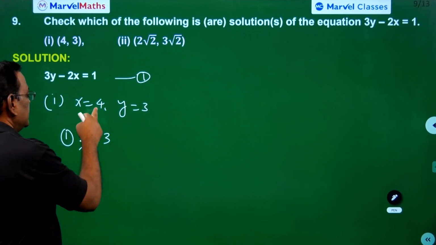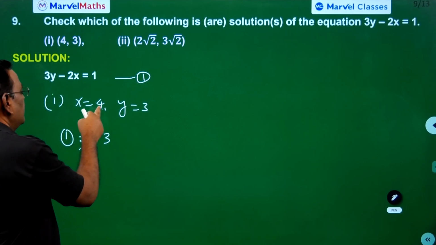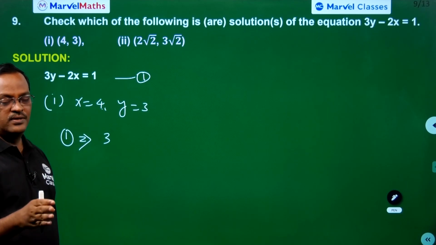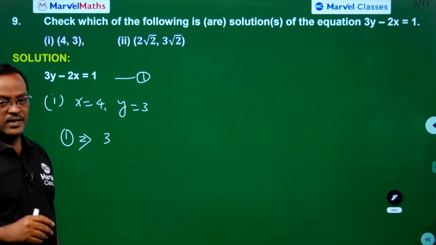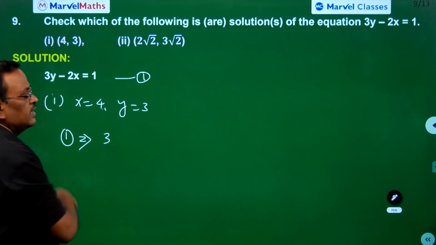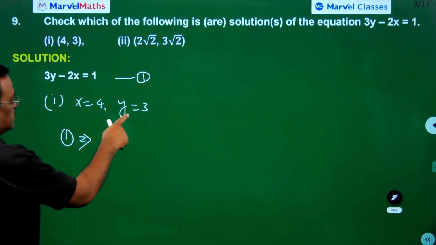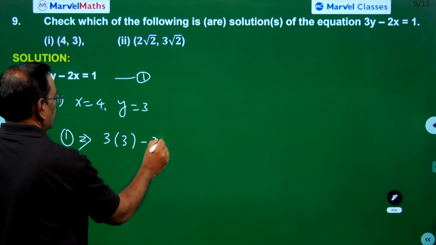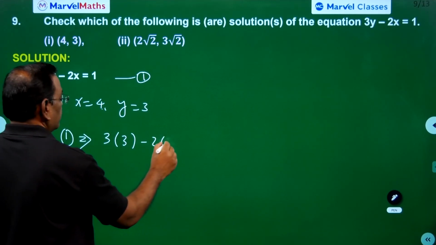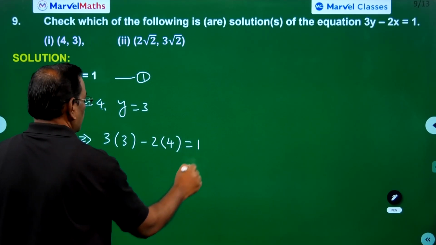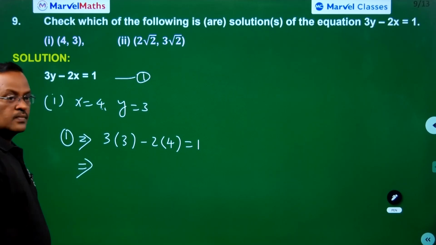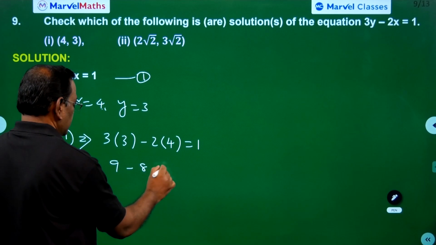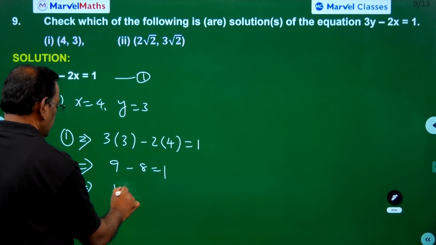Most of the time you can easily substitute, you can assume x equal to 4. Always in a linear equation the x variable is the first and the y variable is the second, but here y is the first variable. So, what is the corresponding value of y? y is 3. So, 3 into 3 minus 2 into 4 equal to 1, which implies 3 into 3, 9, minus 8 equal to 1, which implies 1 equal to 1.